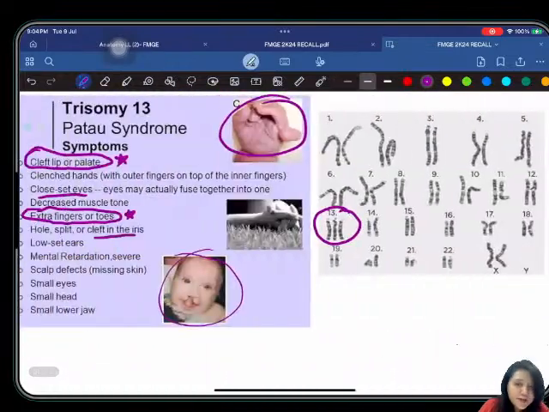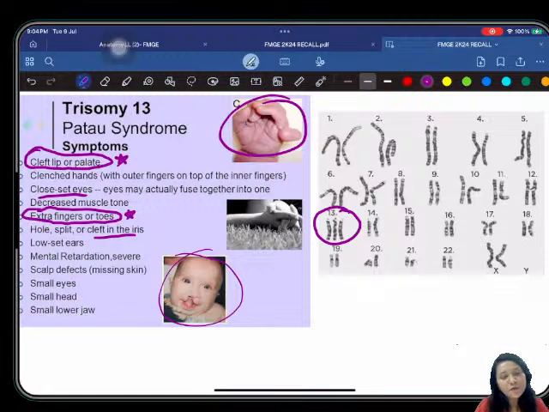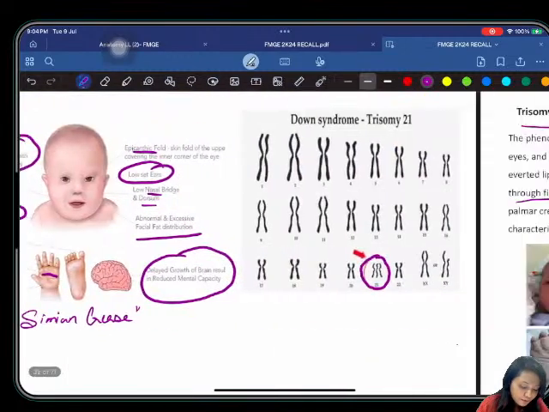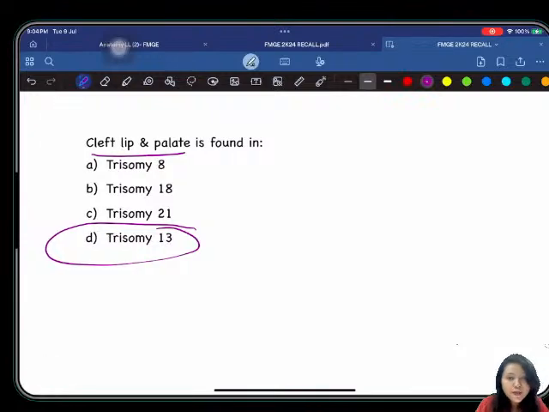Okay, so if there is cleft lip and cleft palate, particularly if they have mentioned typically cleft lip and cleft palate, then if you have the following options, trisomy 18, 13, 21 and trisomy 8, mark the answer as Patau syndrome. 13 is Patau, 18 is Edwards, 21 is Down's, and 8 is Warkany syndrome or trisomy 8 mosaicism.